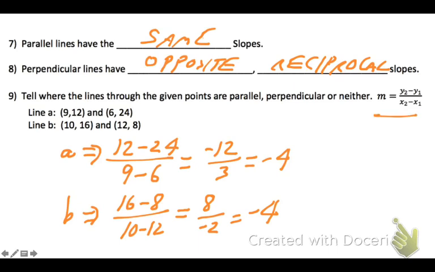And just in case you need the slope formula, there it is. You should know it. But line A has a slope of negative 4. Line B has a slope of negative 4. So we can say that the lines are parallel in this case.